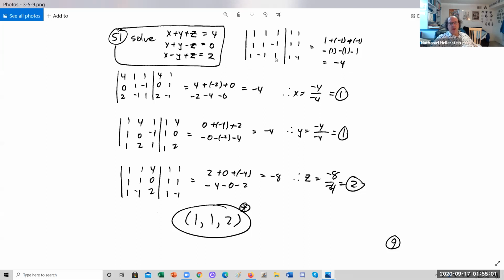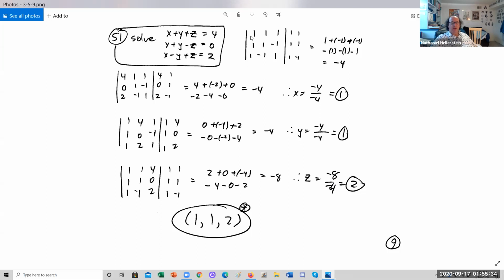First column, first diagonal 1, 1, 1. 1 times 1 times 1 is 1. 1 times negative 1 times 1 is a negative 1. 1 times 1 times negative 1 is a negative 1. Then minus the upper diagonals. 1, 1, 1 here, so minus a 1. Minus negative 1 times negative 1 times 1, that's a 1, so minus a 1. Minus 1 times 1 times 1 is a 1. So 1 plus negative 1 plus negative 1 minus 1 minus 1 minus 1 is negative 4. So we will put a negative 4 in all these denominators.